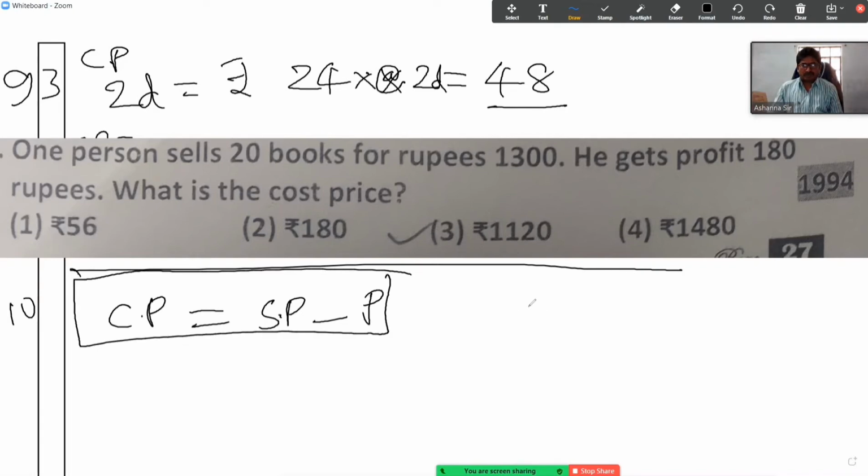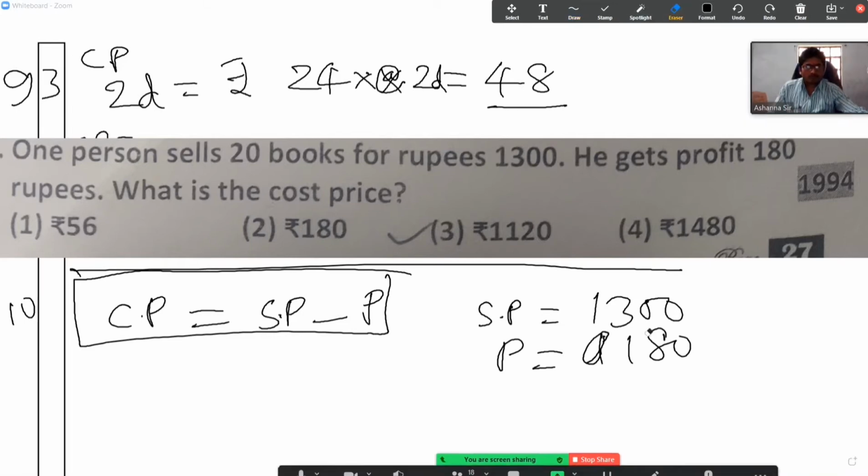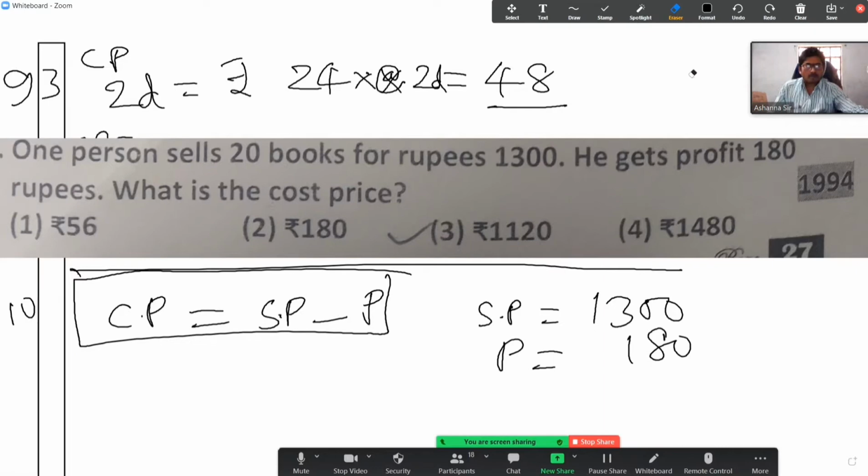So here given selling price is 1300 rupees, profit is also given, 180 rupees.